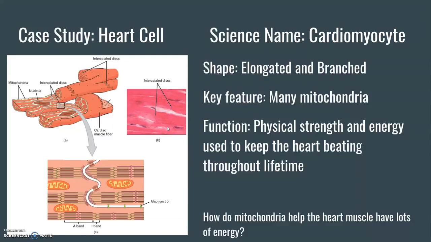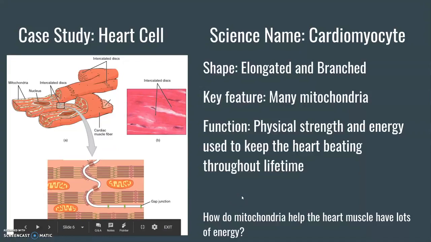And you can see if the heart cell was changed, so if it wasn't strong enough to hold together, our muscle could rip. It would be very, very unfortunate for us if our heart muscles ripped. If we didn't have a bunch of mitochondria, what do you think might happen to our heart cells? How do mitochondria help the heart muscle to have lots of energy?